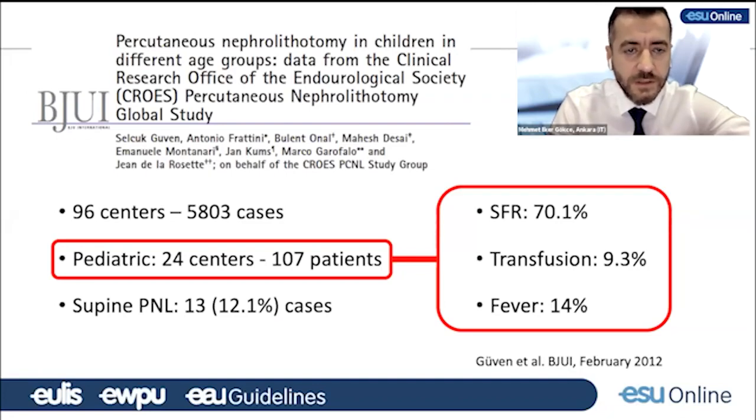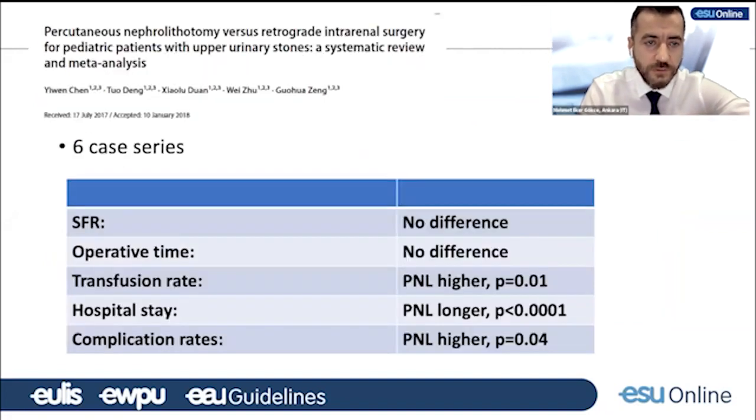The CROES study was published almost a decade ago. At that time, the stone-free rates were reported to be around 70%. It's quite low. Almost 1 in 10 patients needed a transfusion, and fever and infective complications were observed in around 14% of the patients. These outcomes may not be acceptable in the current era of endourology.